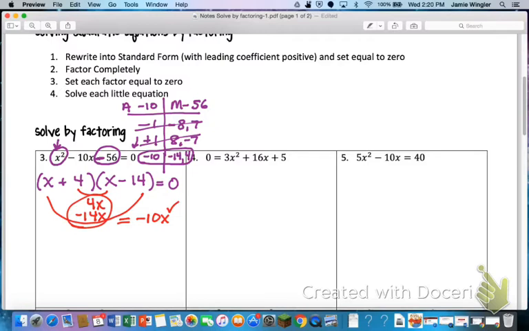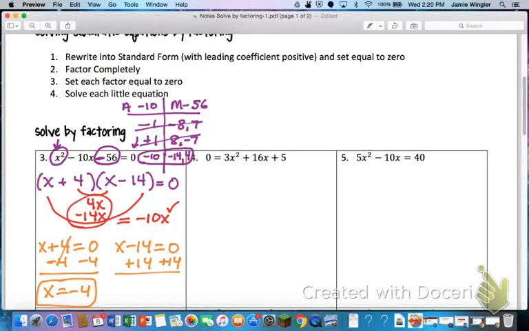Once you get your smiles to work, you need to set each factor equal to 0 and solve for x individually. So you're going to end up with two answers on these. On the first equation, we need to subtract 4 from both sides. So you get x equals -4. That's one answer. And then on the next one, we're going to add 14 to both sides. So we get x equals 14. So after you factor, this is just taking it one more step to set each factor equal to 0 so you can solve to get your answers.